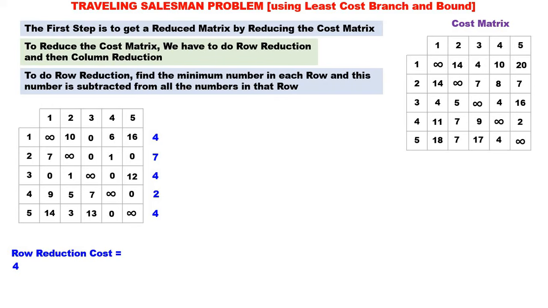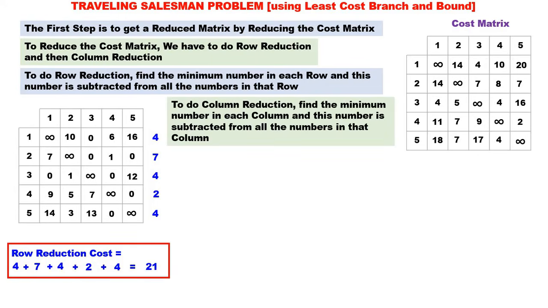Now the row reduction cost is 4 for the first row, 7 for the second row, again 4 for the third row, 2 for the fourth row, and again 4 for the fifth row. So what is the total row reduction cost? It is 21. Very good. We have reduced the rows. The row reduction cost is 21.